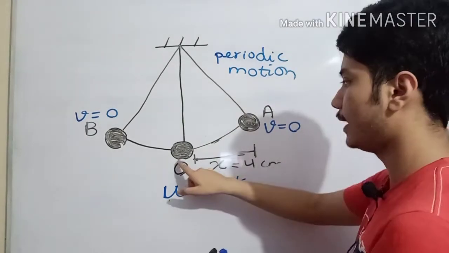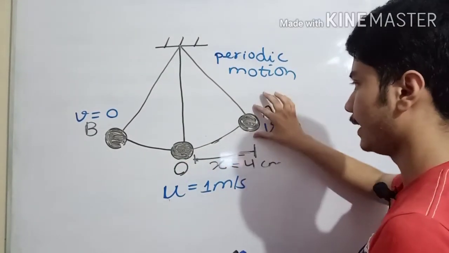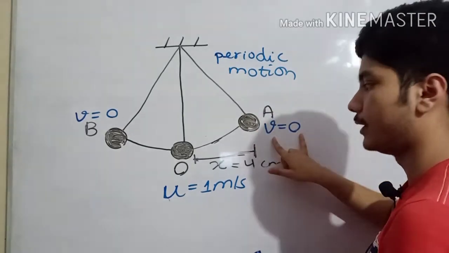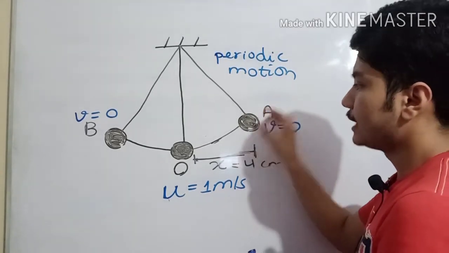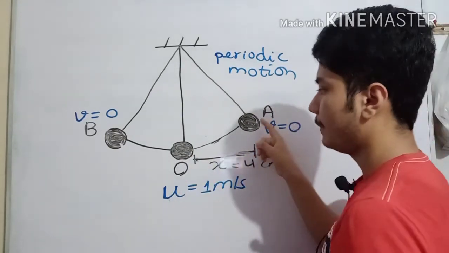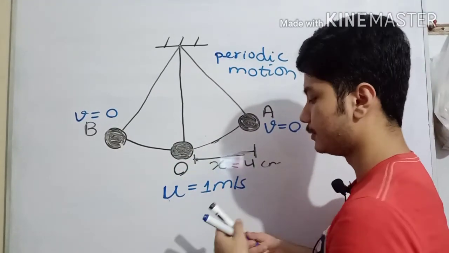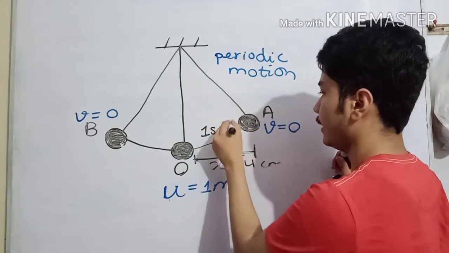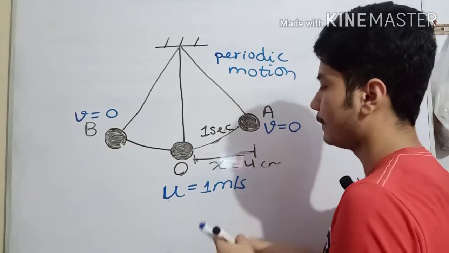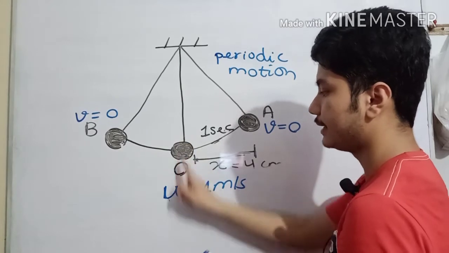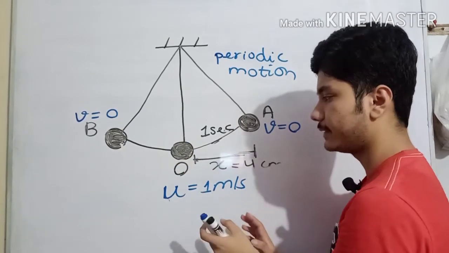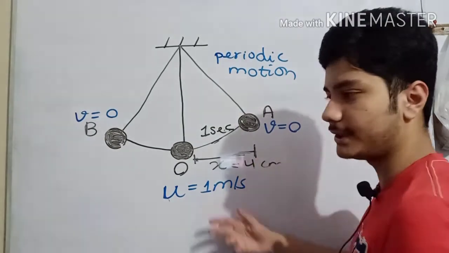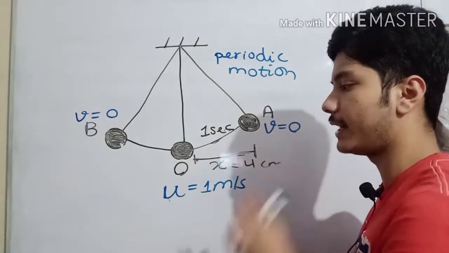For example, I have displaced the bob from O to A, and when I displaced it towards A, its initial velocity was 0. When I release the bob, it comes towards the mean position after 1 second. For example, let's take after 1 second, its final velocity at the bob will be 1 meter per second. It could be 2, 0.4, or 0.6 meters per second, it doesn't matter, you can take any of those.